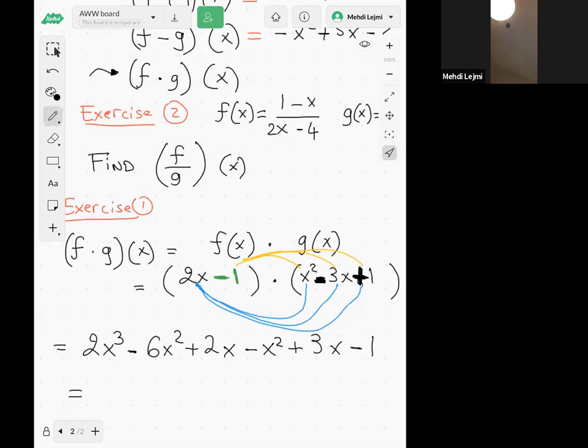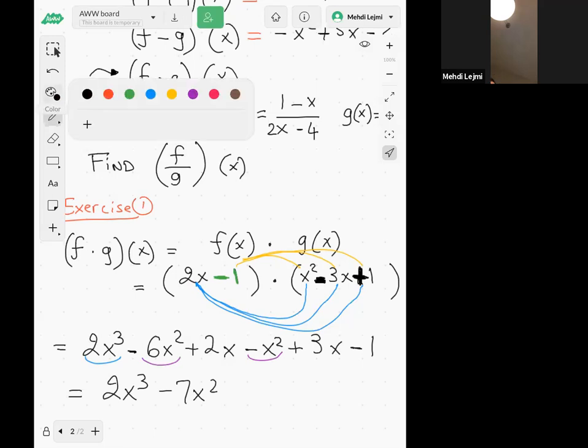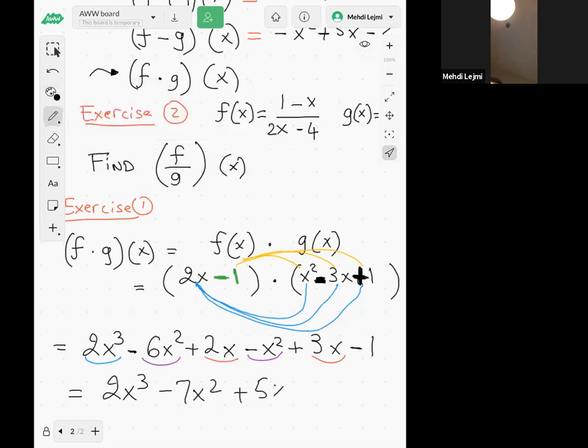So how many x cubed do we have? Well, there's just this 2x cubed here. So here we're gonna have 2x cubed. Now, how many x squares? There's this x square here and there's this x square here, right? So that's minus 7x squared. And then the x's, so 3x plus 2x, that's plus 5x. And finally, there's this constant just by itself. This is minus 1 here, and so it's just minus 1. All right, so this should be your final answer, if I'm not mistaken, of course.